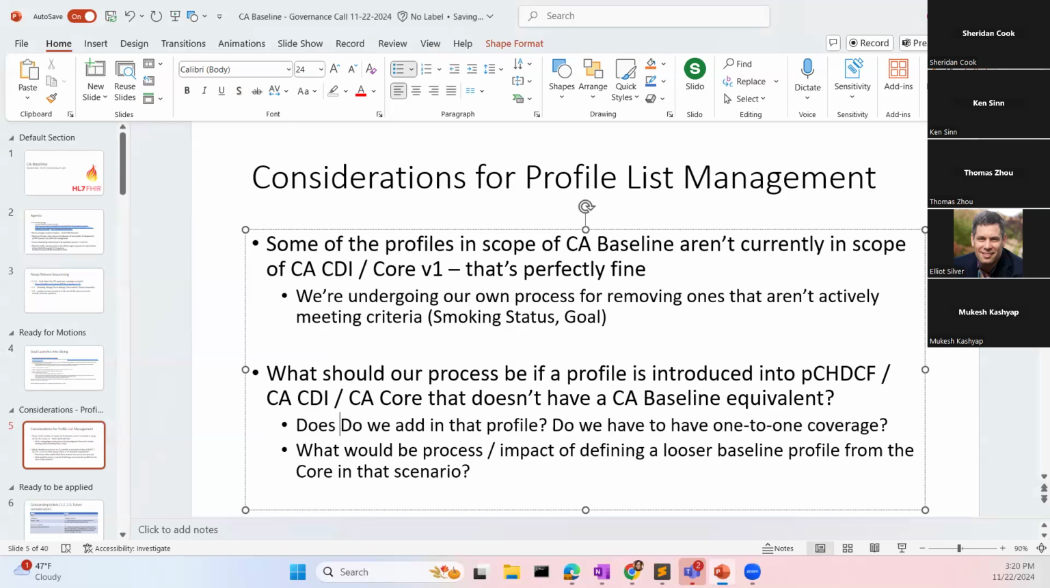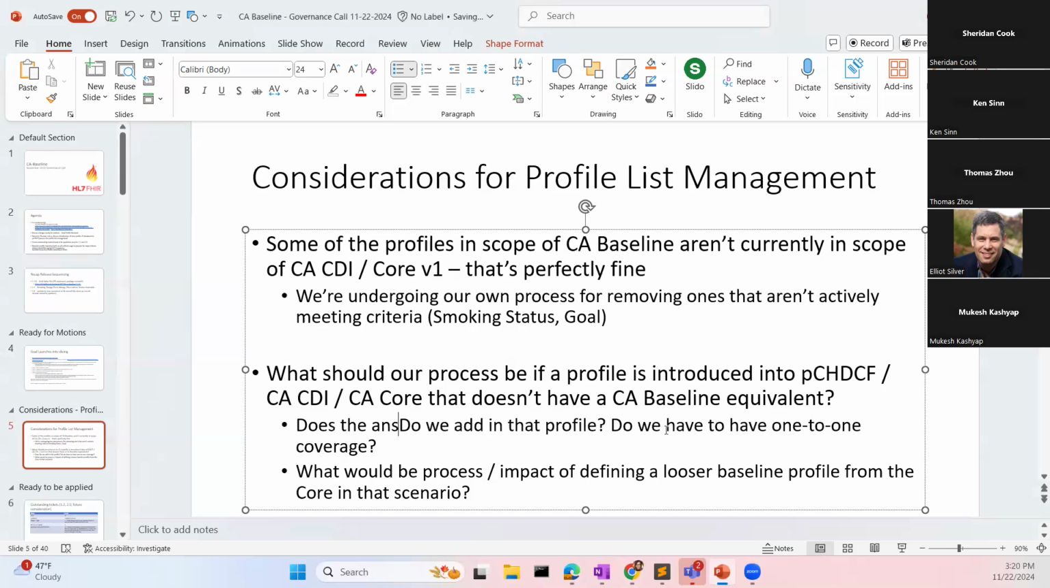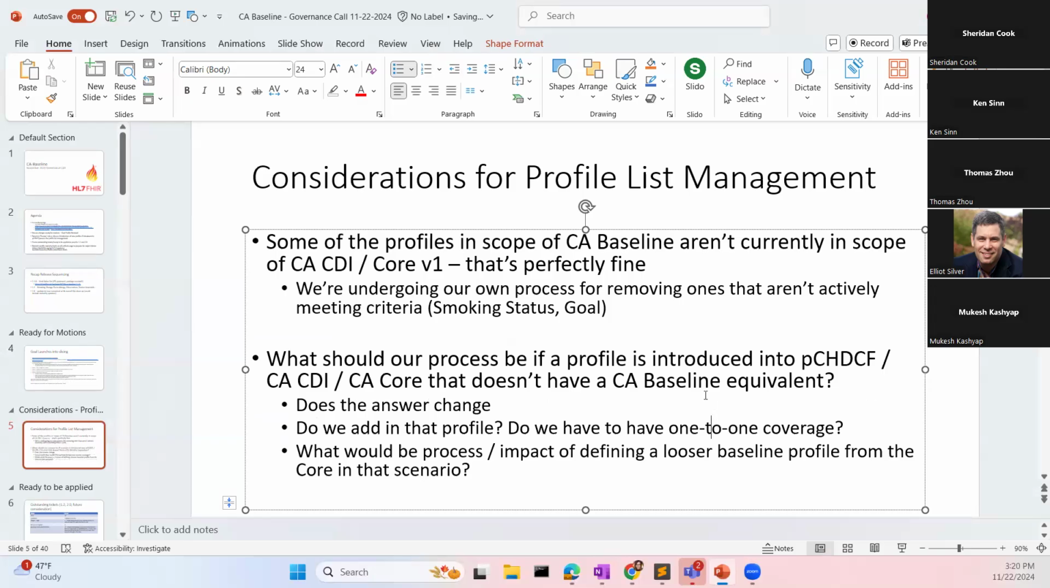So Thomas, am I hearing that there are core profiles established over the subset of information in PCHDCF that are CACDI, and you're asking what relationship we should be considering between the baseline and PCHDCF, particularly about the introduction of new profiles? I'm sorry, I just recovered from the SIGME, but I didn't clarify. My mind is a little muddy.